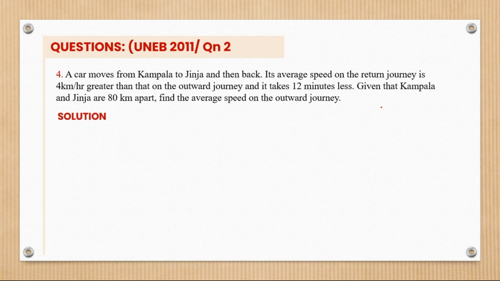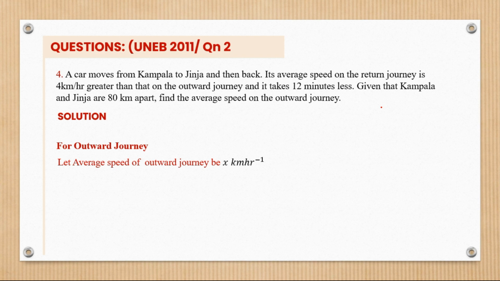Alright, so now in this case we can actually see that we've been given different parts, but now let's deal with different individual journeys. So now we're going to deal with one journey at a time. So for the outward journey, we just know that on the return journey the speed was 4 kilometers per hour greater than that on the outward journey, and we're saying it takes 12 minutes less.